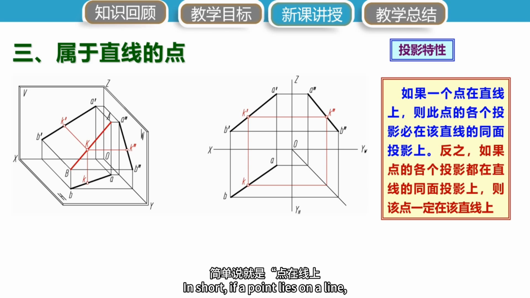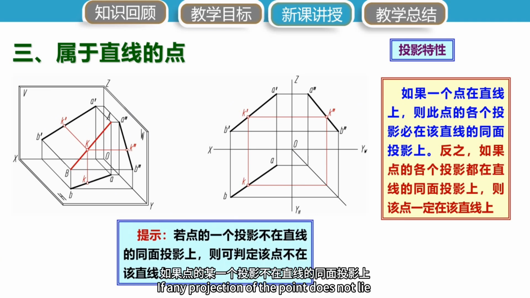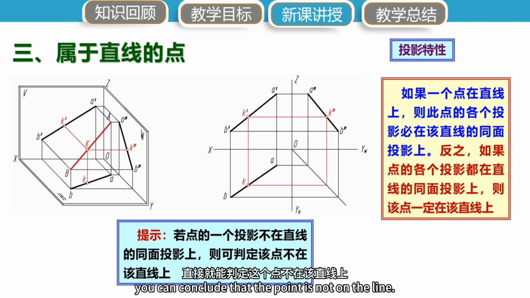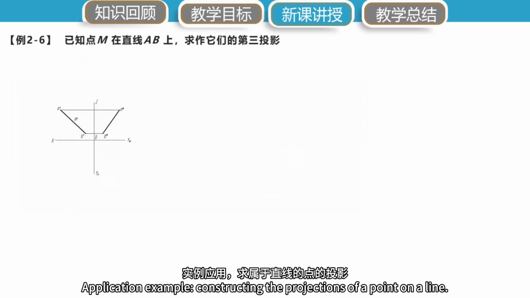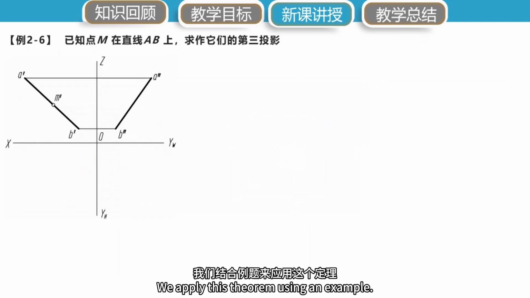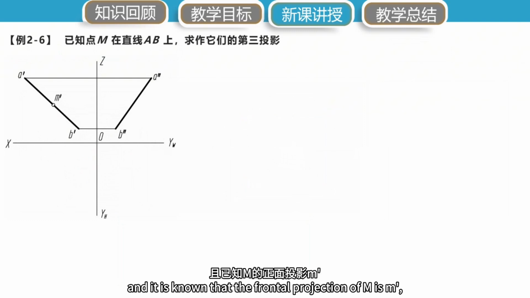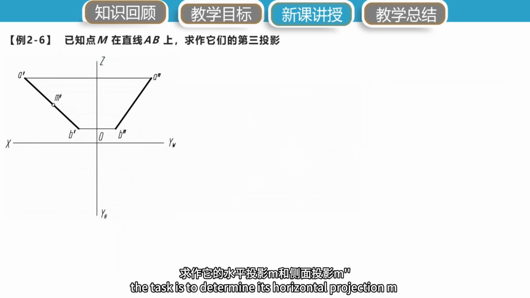In short, if a point lies on a line, its projections must lie on the line's corresponding projections. If any projection of the point does not lie on the corresponding projection of the line, you can conclude that the point is not on the line. Application example: constructing the projections of a point on a line. We apply this theorem using an example. Given that point M is on line AB, and it is known that the frontal projection of M is m', the task is to determine its horizontal projection m and profile projection m''.